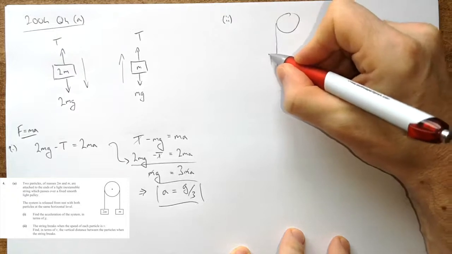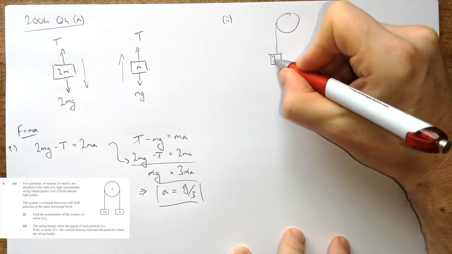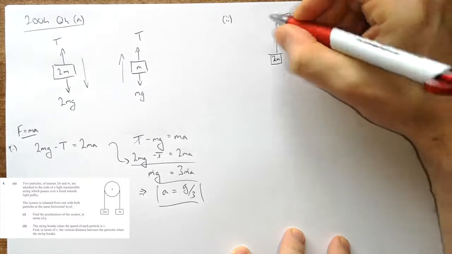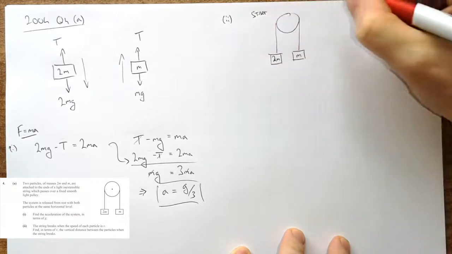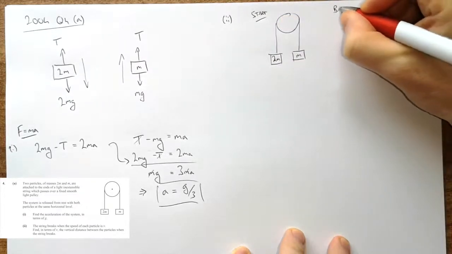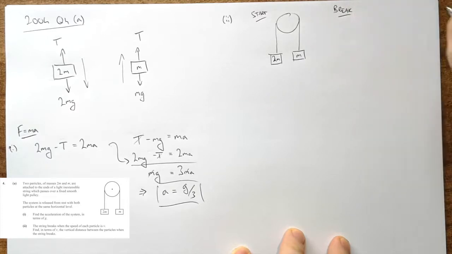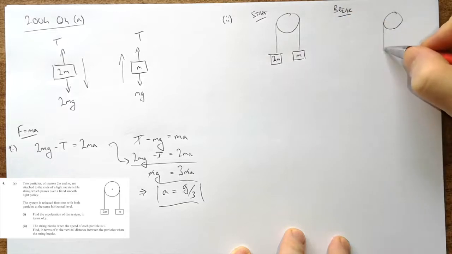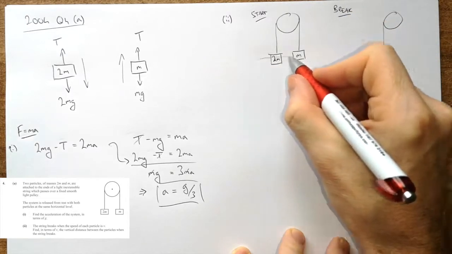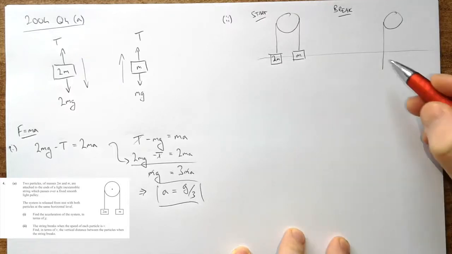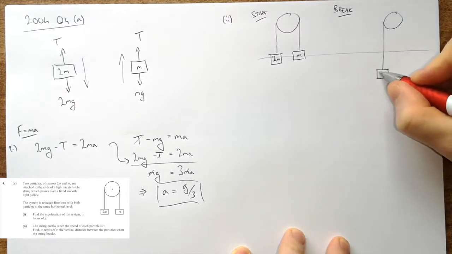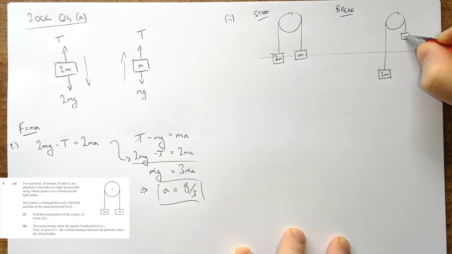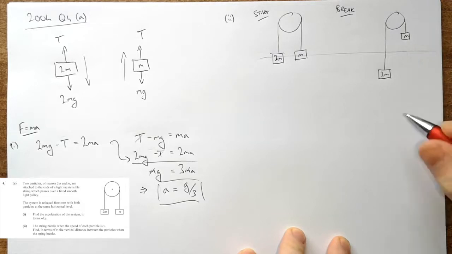So there we are at the start. That's 2m. And that one there is m. Okay, so this is the start. Then at some point, we're going to have a break. Alright, now let's see what this looks like. Well, 2m has fallen. Okay, and we can draw like the level line that this is all happening at. 2m is down here. And m is up here.